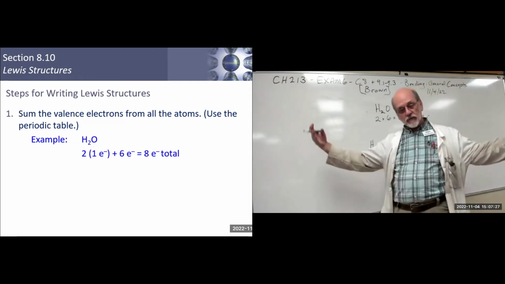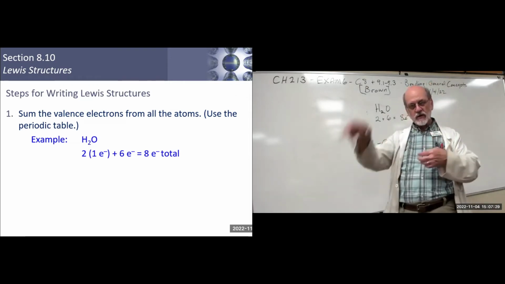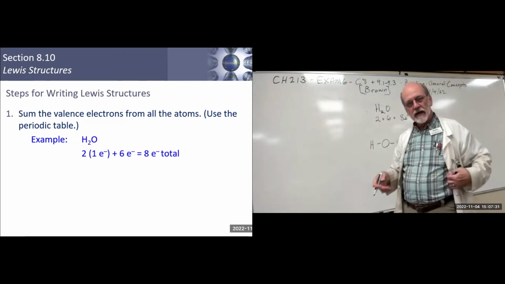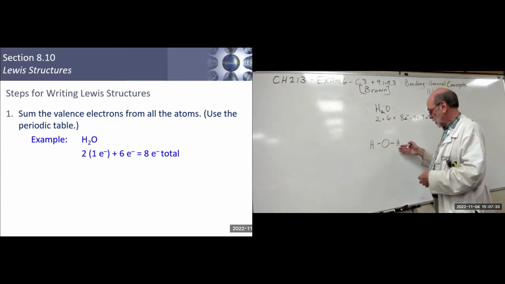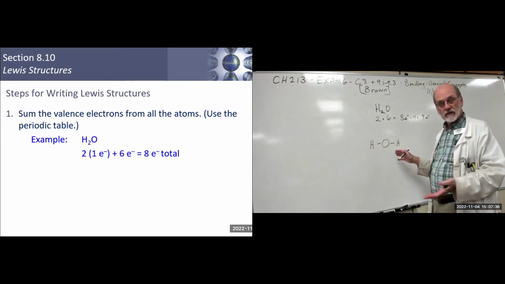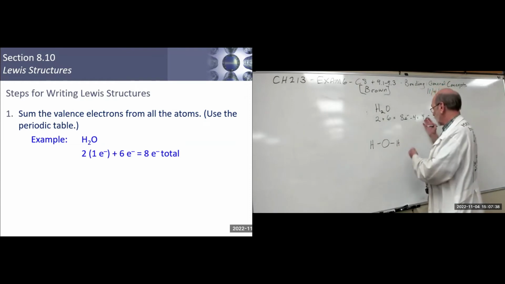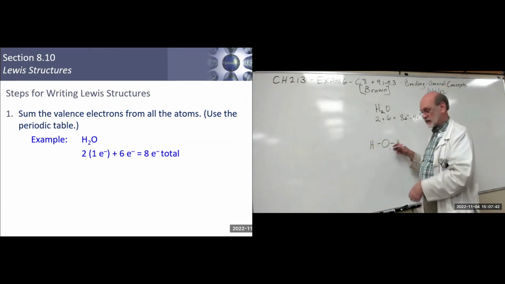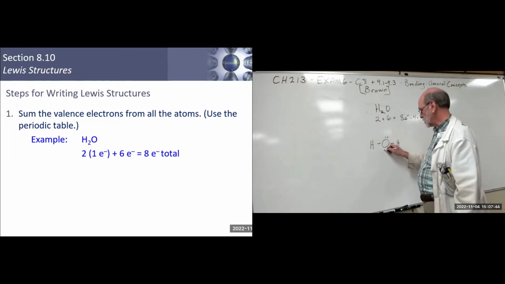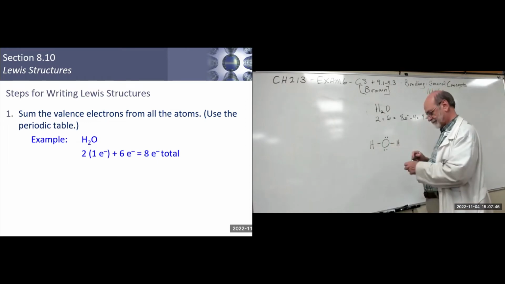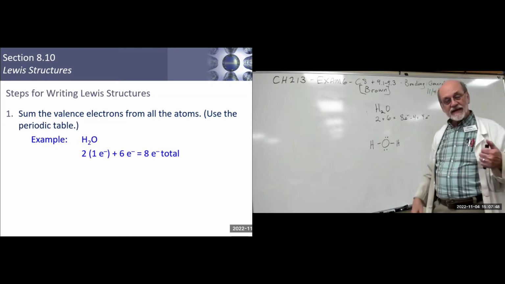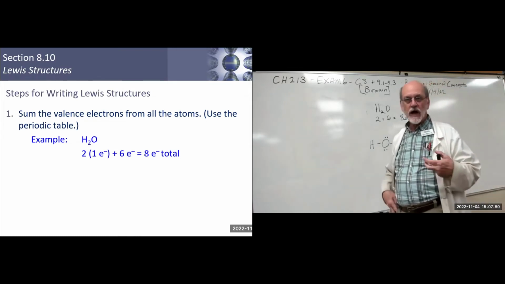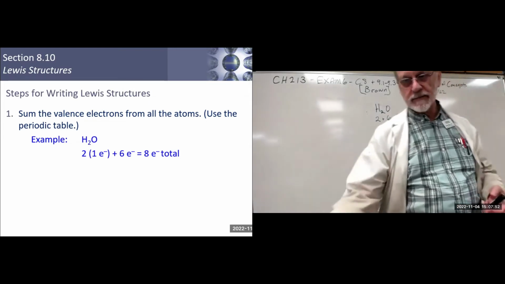Now you start working from the outside in. You sort of go in a merry-go-round and you place these electrons. Well, hydrogen's got all it can hold. It can't hold anymore. So the rest of these electrons have to go in to the oxygen. 1, 2, 3, 4. Okay? That is a valid Lewis dot structure for water.